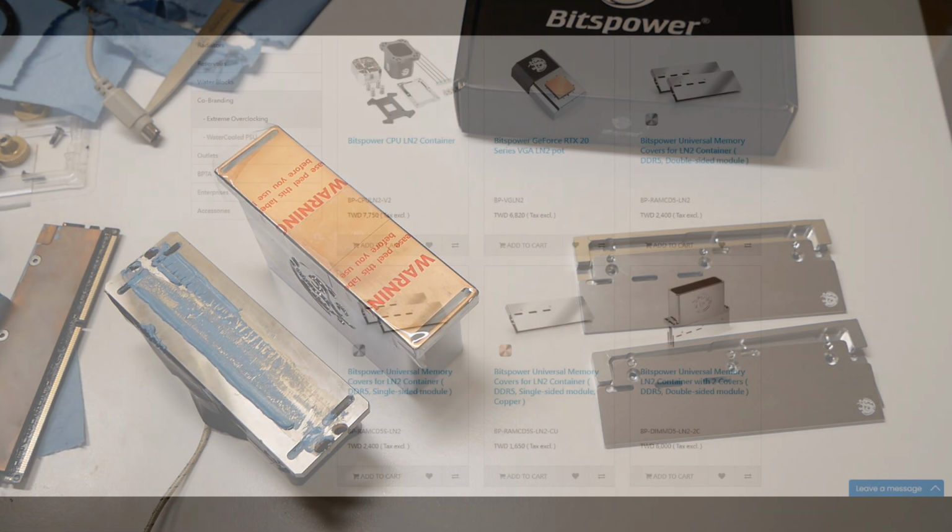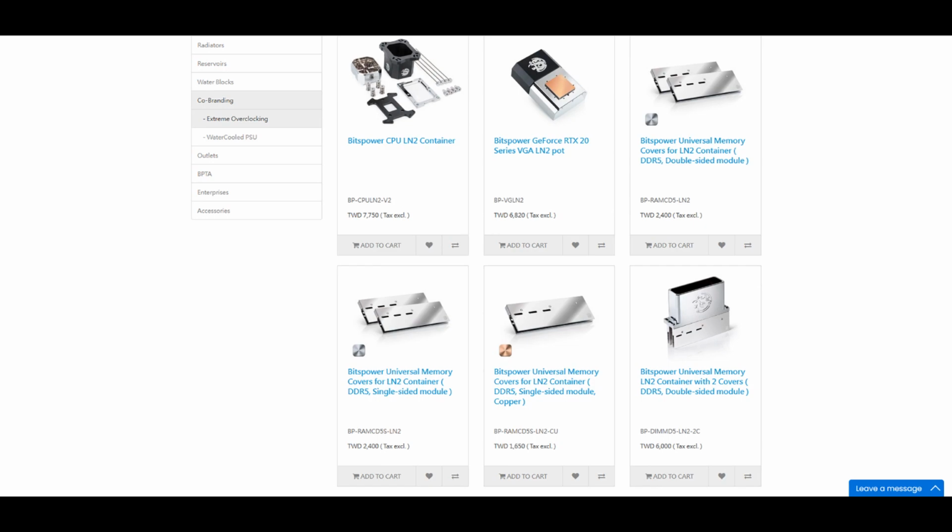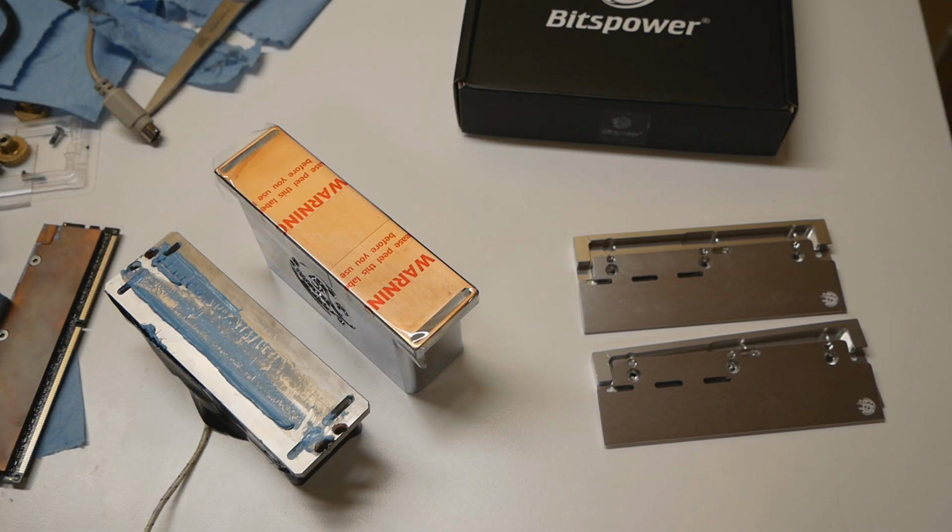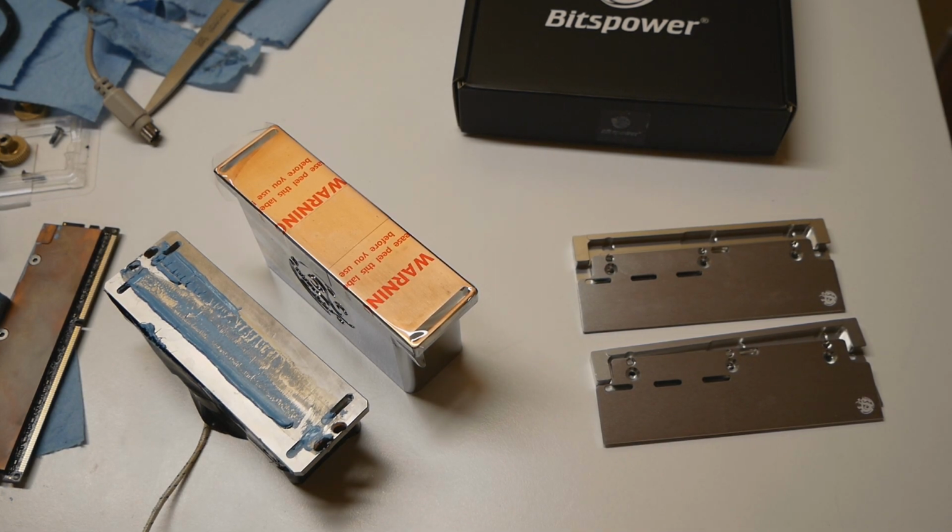Bitspower lists two different types of heatsinks on their website. They have both aluminium and copper alternatives, and they have heatsinks for both dual rank and single rank memory sticks. I purchased both the dual rank and single rank heatsinks with this container. Those two over there are for the dual rank DDR5 memory sticks. I would like to try them if I decide to buy some Hynix A-die dual rank memory sticks at some point in the very near future.